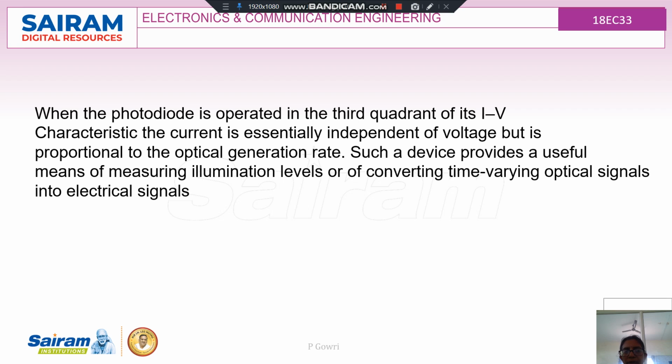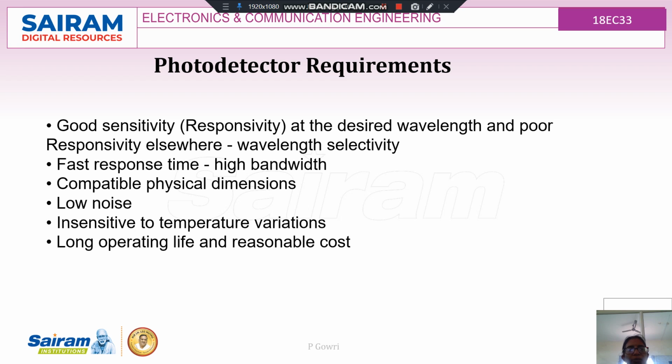Such a device provides a useful means of measuring the illumination level or of converting the time varying optical signal into the electrical signal. What are the requirements for the photodetectors? Photodetectors should have a very good sensitivity at the desired wavelength and poor responsivity elsewhere. That is, it should respond only to a particular wavelength of light. It is like a filter, it should select a particular wavelength and that light wavelength should be converted to electrical energy.